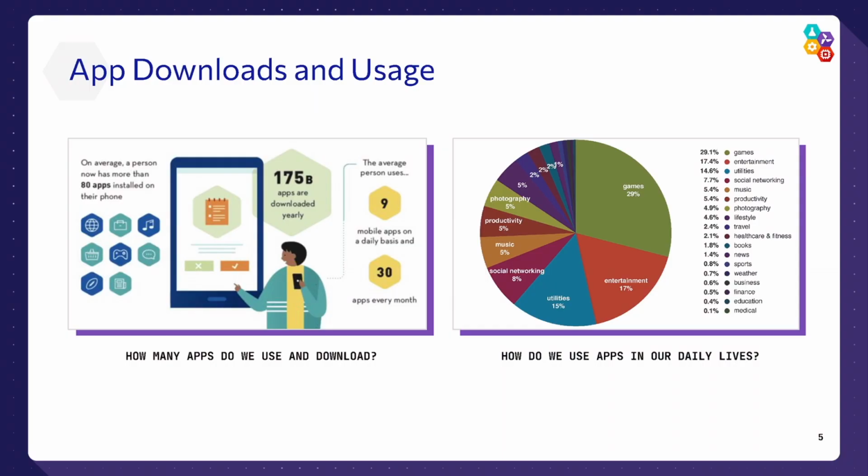The average person uses 9 mobile apps per day, and that might not sound like a lot to us, but this is factoring in everyone in all generations. And the average person also uses about 30 different apps per month. 175 billion apps are downloaded annually, and there are 2.87 million apps available to download from the Google Play Store or the App Store for iOS.